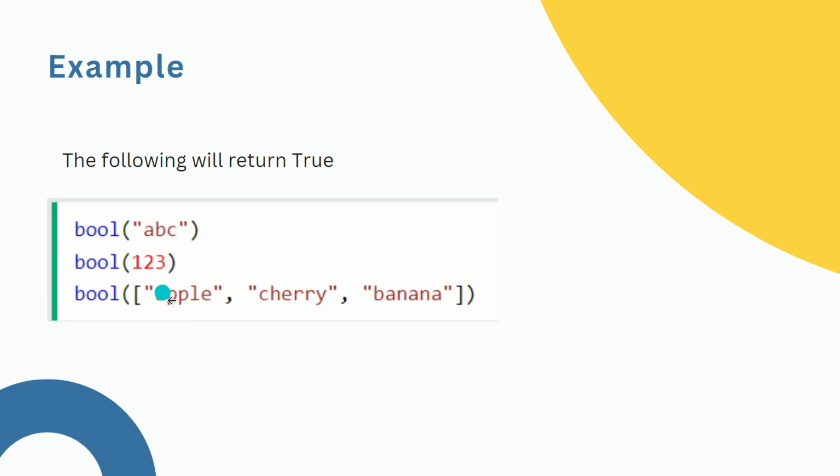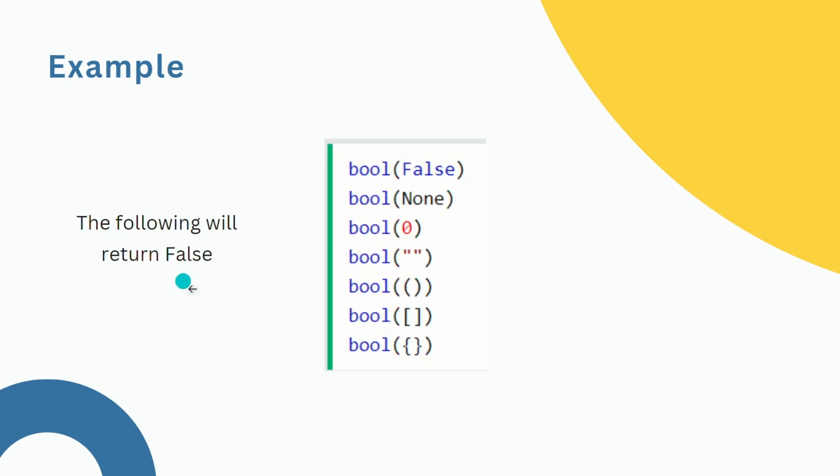Then we have a list over here, a list with 3 strings. On converting this list to Boolean, again that will return true. Now similarly, examples of what will return false. When we are converting false, you have to see that this is not a string over here. It is already Boolean, and it is false. So when you convert false, which is Boolean, to Boolean, it will stay the same, that is false.